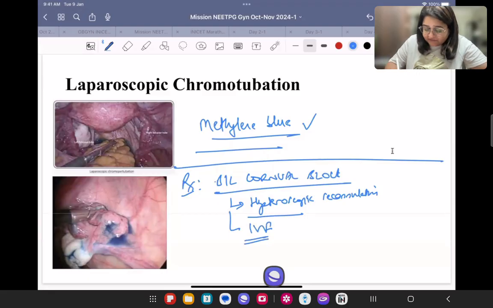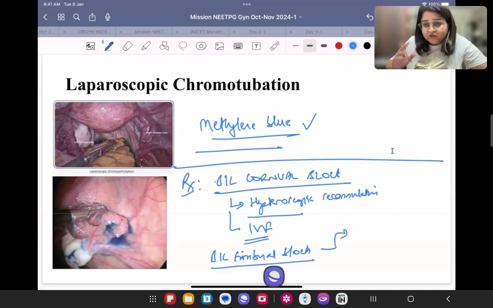Okay? If it is a bilateral fimbrial block, then what do you do? Then again, you try to open up the tube. How do you try to open up the tube? You try to do a fimbrioplasty.